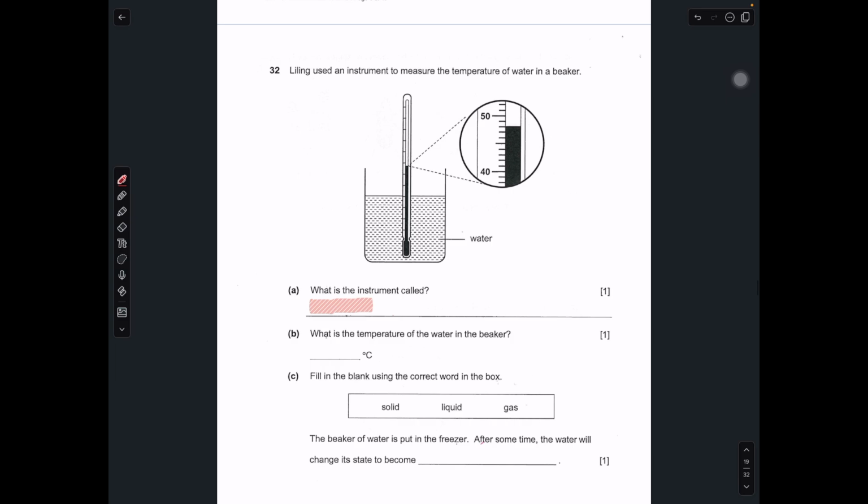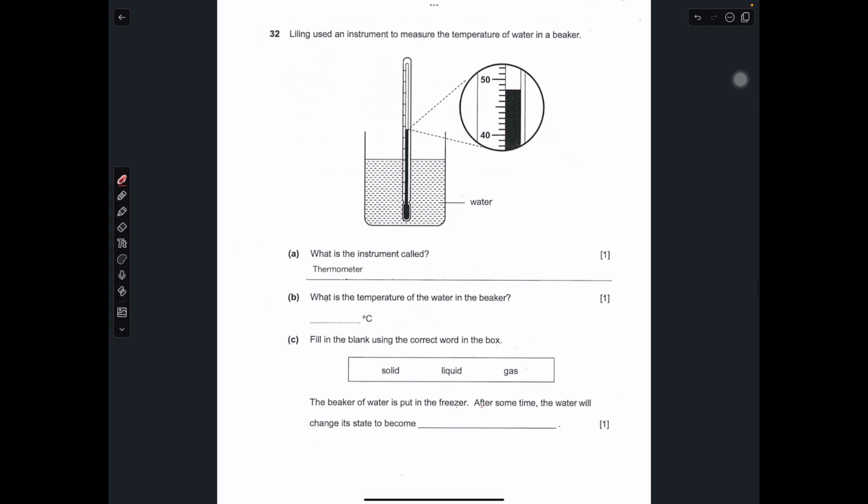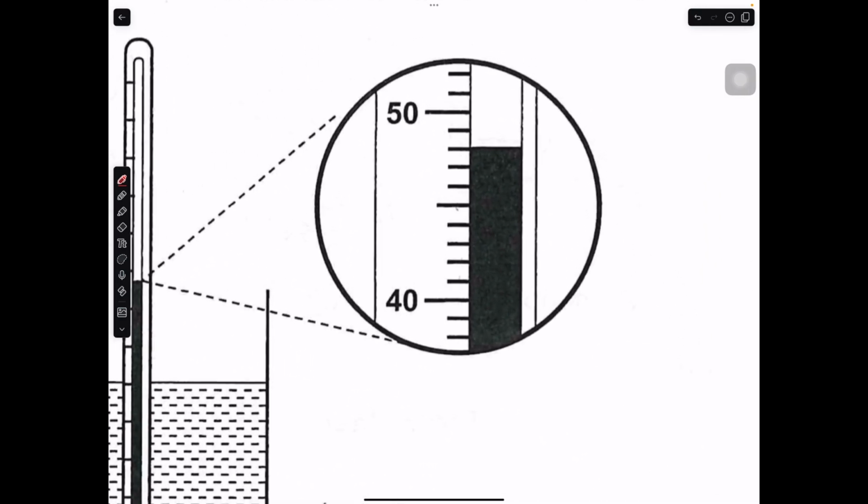Li uses an instrument to measure the temperature of the water. What is this instrument? This instrument over here will be your thermometer. Okay, thermometer. Okay, the temperature of the water in the beaker. So this one you might have to zoom in a little bit.